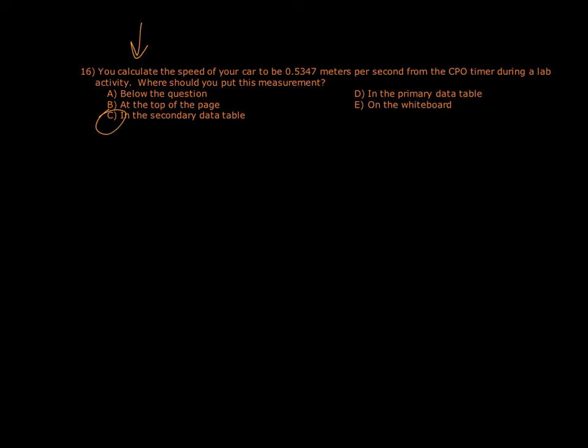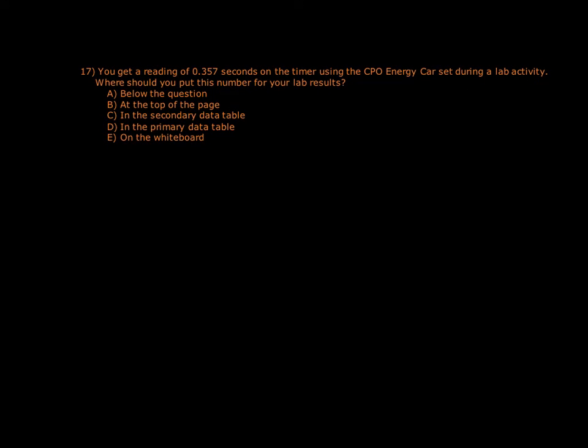Anything that you have to calculate, either speed, acceleration, density, if you take the length, width, and height and calculate the volume, that volume would go in the secondary table because you calculated it. If you directly read the volume off the graduated cylinder, that's primary data. But anytime you have to do math, that data goes in the secondary table. Anytime you can measure it directly, you put it in the primary table, which is going to help answer our next question. If you read the timer, and it says 0.357 seconds, where does that go? Well, if you're just reading it right off the device, then that's primary data. It's direct observation.